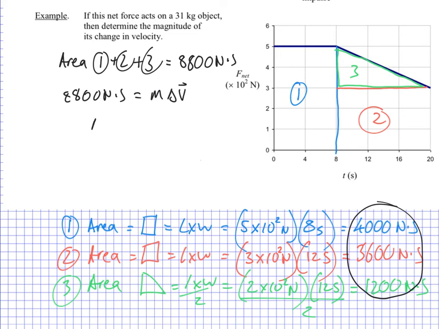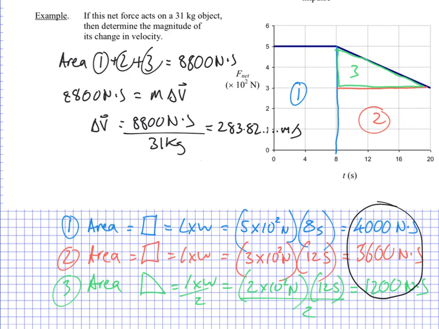And so that means that my change in velocity is going to be 8,800 Newton seconds divided by the mass, which is 31 kilograms. So that's going to give me my answer. It is 283.87 something, and that's meters per second.